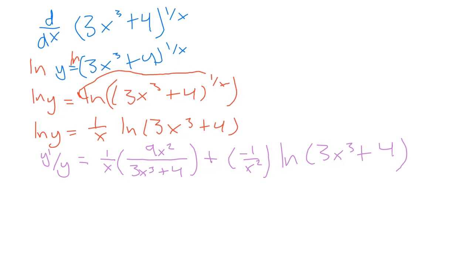All right, so now we're in a spot where we can go ahead and solve for our y prime, which is going to be our last step. So what we can do is multiply both sides times y to get y prime equals y. But we also know, once again, that y equals 3x cubed plus 4 to the 1 over x. So we can go ahead and substitute that in now.